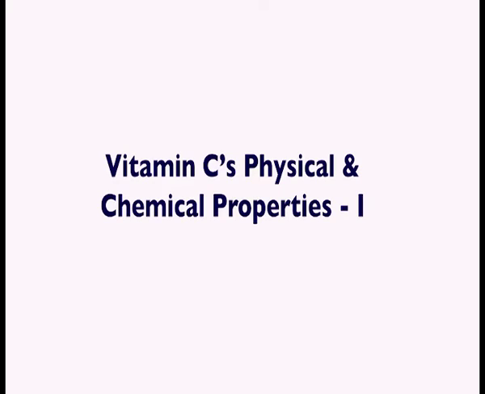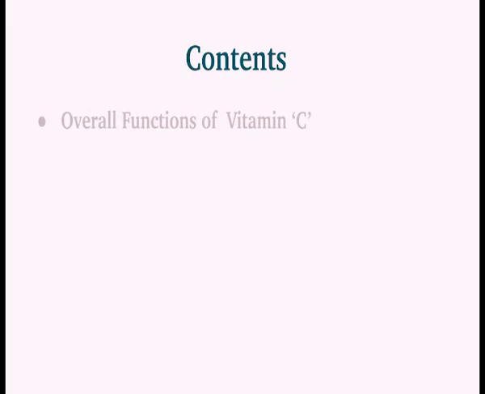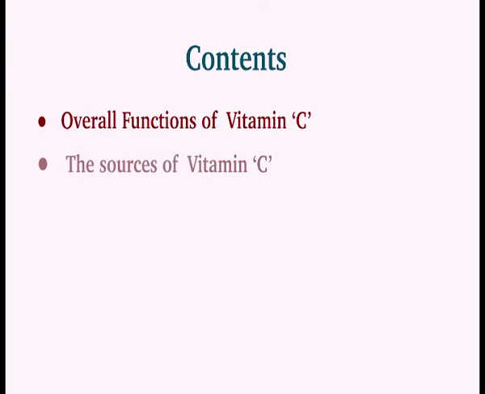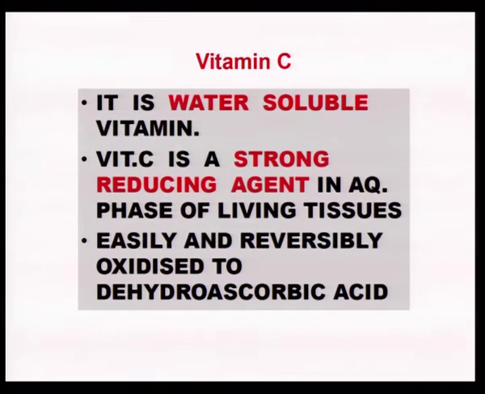Today we are going to discuss vitamin C's physical and chemical properties. But before we go into the details of physical and chemical properties, we are going to look at the overall function of vitamin C, the sources of vitamin C, and a little note on the historic origin of vitamin C. Although today we are not going to look into the details of the historic development of vitamin C, we are going to study more of the physical and chemical properties, and probably in the coming sessions we will look into how this vitamin was developed as a fundamental nutrient supplement.